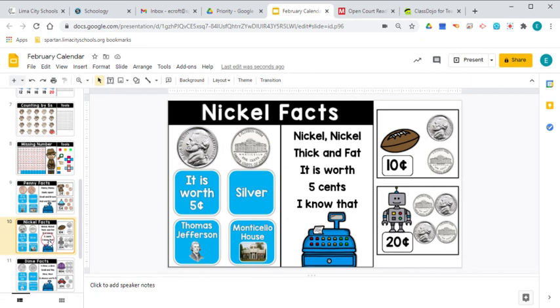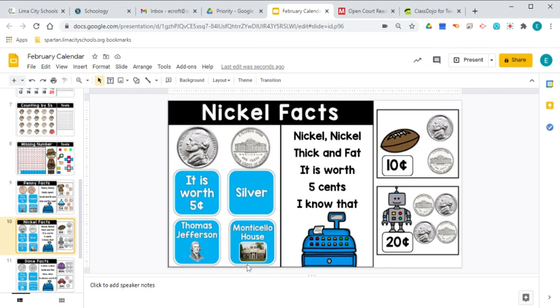Let's talk a little bit about the nickel today, the nickel. Now, this is the head of the nickel. This is the tail. It's worth 5 cents. So one of these coins would be worth 5 cents. That's the cent sign. It is made of silver. It's a silver color. It has Thomas Jefferson on the front. So that president that's on the front is Thomas Jefferson.